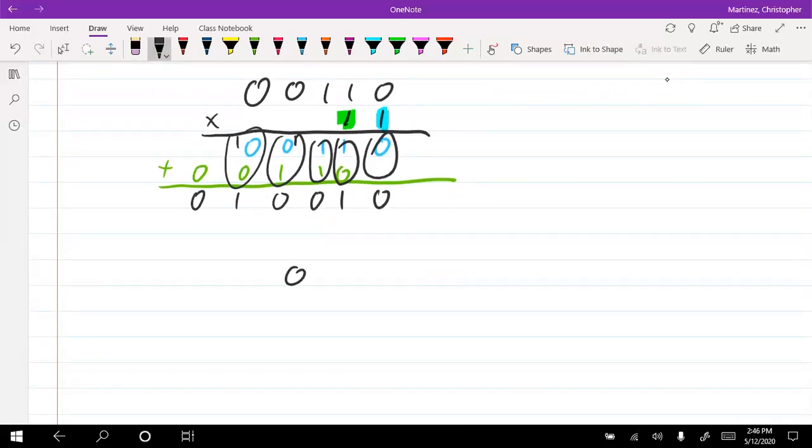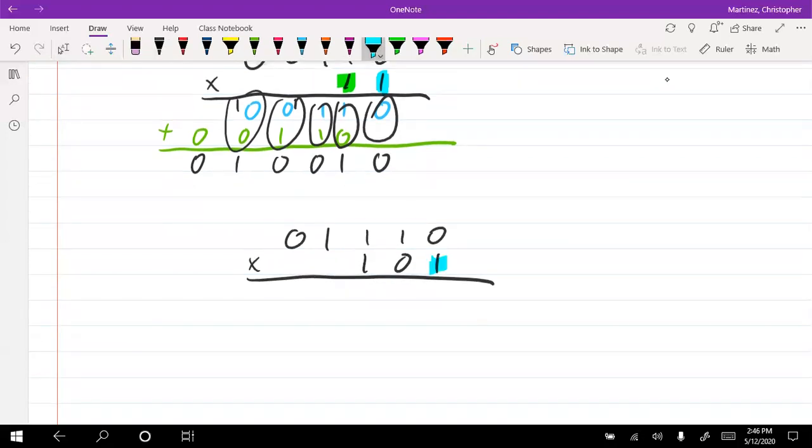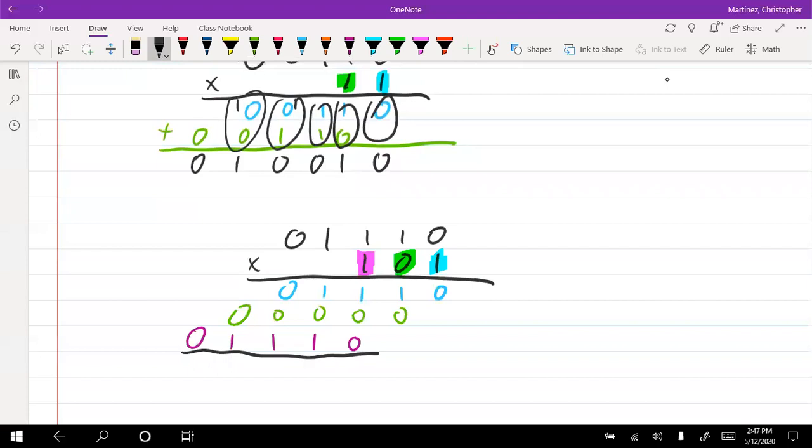All right, now let's do a third digit. Let's do 0, 1, 1, 1, 0 times 1, 0, 1. All right, so let's do that. Start off with the first digit. It's a 1, so I copy. All right, the next digit is a 0. So I'm just going to put in zeros. I'll put 1, 2, 3, 4, 5 zeros. And then we have another 1, so I'll copy it down. All right, and then we're done. So now we can add up.